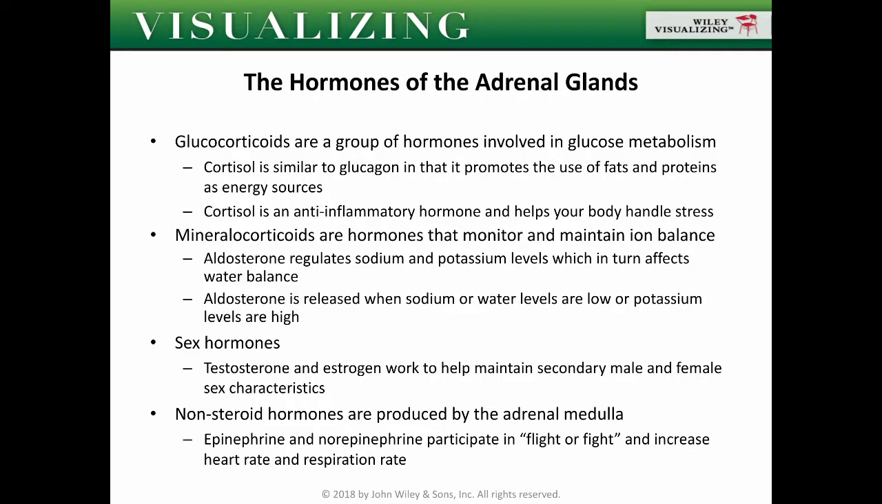Anyway, going back. We have mineralocorticoids, which are the group of hormones that monitor and maintain ion balance. An example is aldosterone, which regulates sodium and potassium levels, which in turn affects water balance. Why does it affect water balance? Because of osmosis. Our body maintains water through osmotic diffusion, mostly passive diffusion, and this is highly affected by how many ions are present on which side of the membrane. Aldosterone is released when sodium or water levels are low or potassium levels are high. That means aldosterone prevents dehydration and retains sodium in our body, and when potassium levels are high, it releases potassium into the urine.